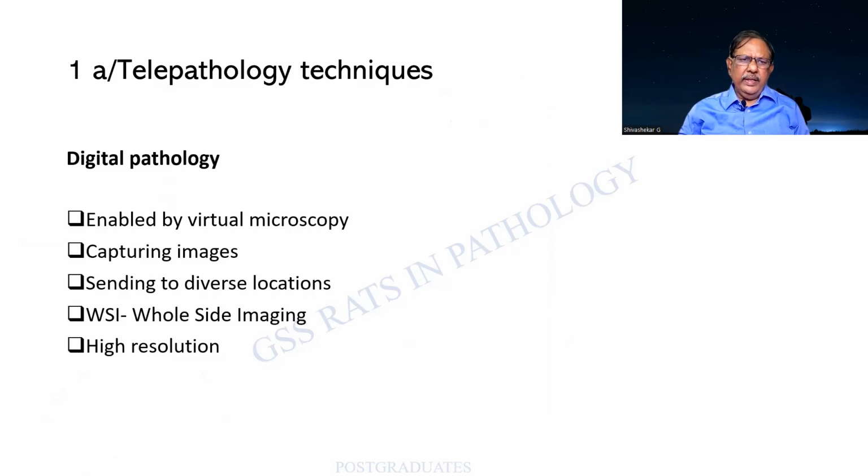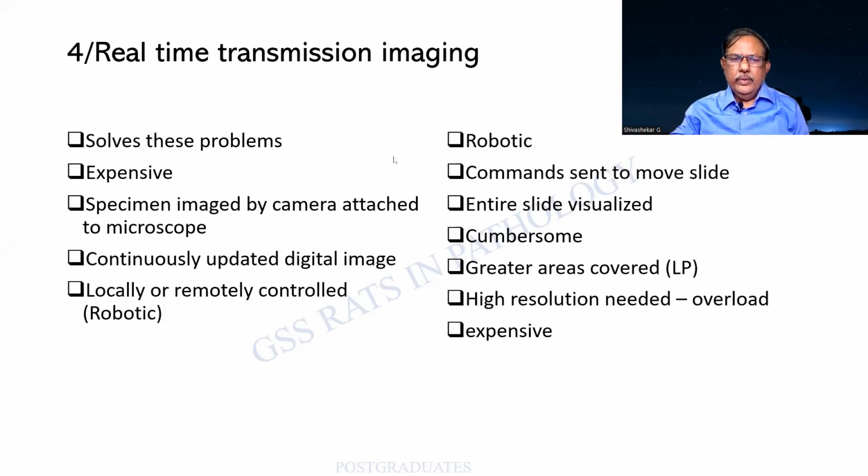There are the various techniques as I had been mentioning. So it can be used to capture the images, sending it to diverse locations, and whole slide imaging is also possible. High resolution is there. Good. First, we had seen the static slide. The next one is real-time transmission. Real-time means something is going on, an ongoing process. It can be a conference, it can be a discussion, and the process is going on.